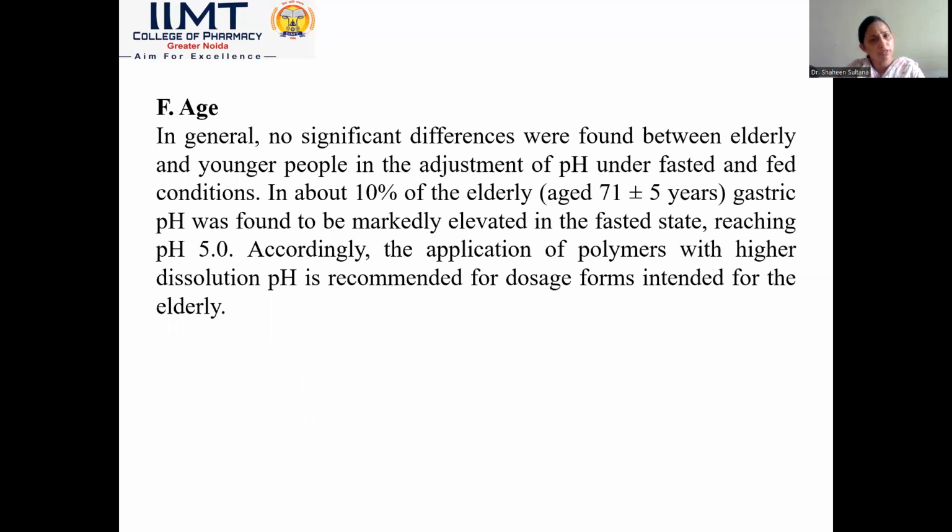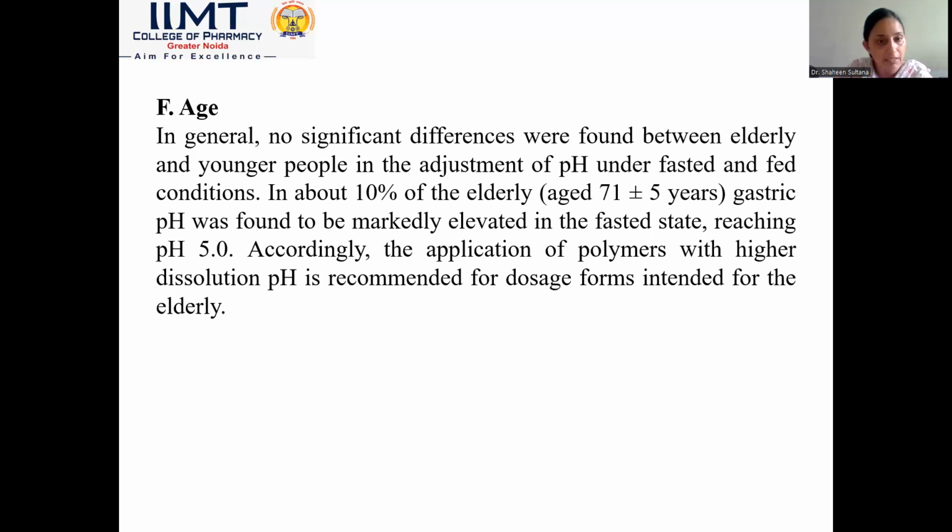Now age. It was found that no significant differences were there between elderly and younger people in the adjustment of pH under fasted and fed conditions. In some cases, when the age is 71, the gastric pH was found to be elevated in the fasting state, meaning the gastric pH can increase to 5. If the pH increases to 5, there is a chance of dissolution of the enteric-coated polymer at that pH. So you have to take care about the pH of the polymer when you are preparing the gastro-enteric formulation for the elderly.